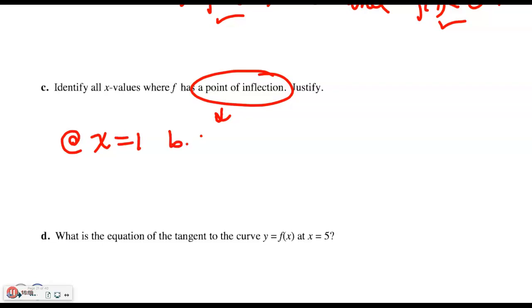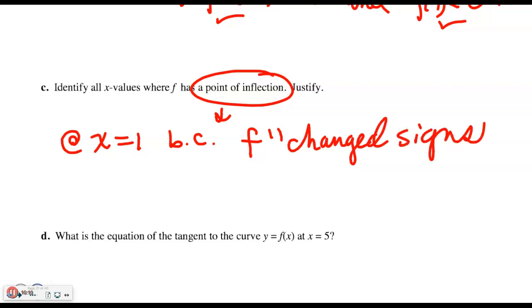And let's do because. It's because f double prime, right, changed signs. Good enough. It's easy to read.